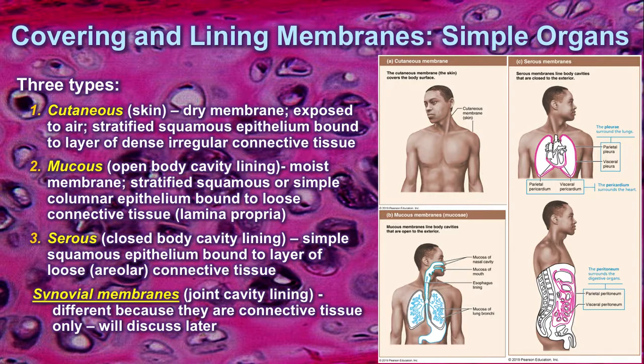Finally, synovial membranes surround joint cavities, and we're going to talk about them more when we get to our joint section. They're different because they're connective tissue only. There's no epithelial layer involved. We'll have that later. Questions? Okay.